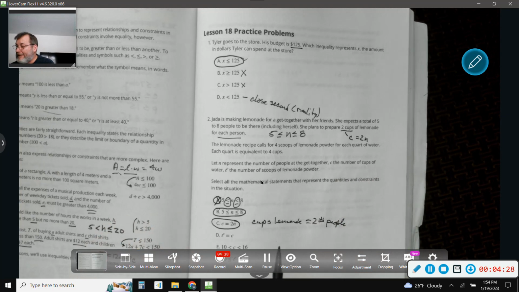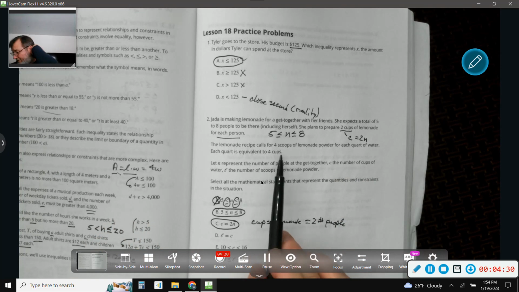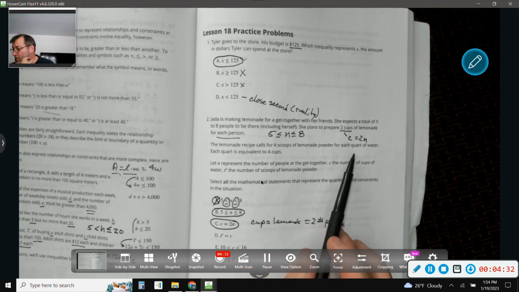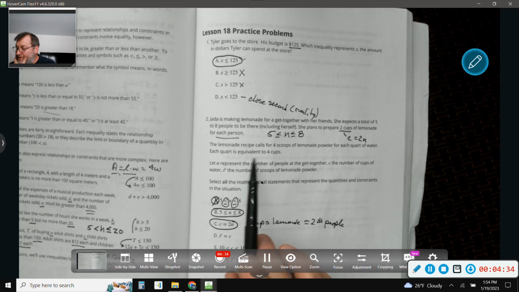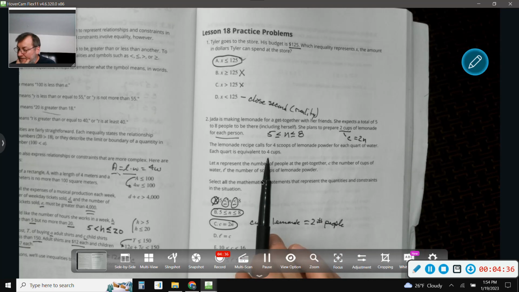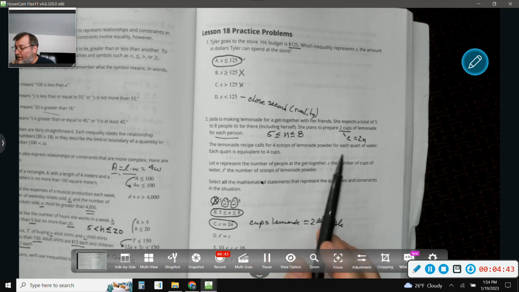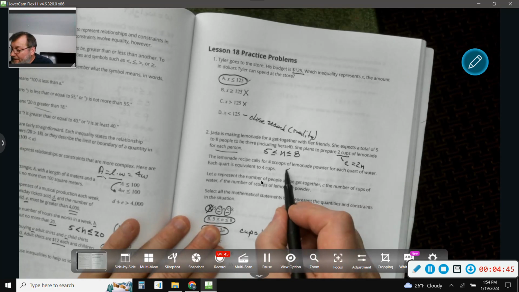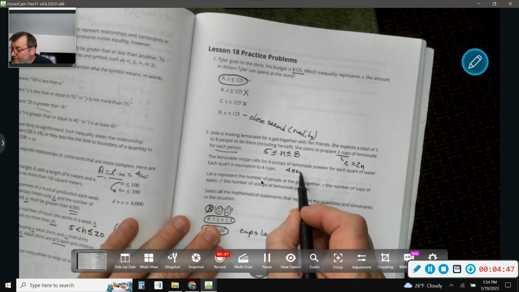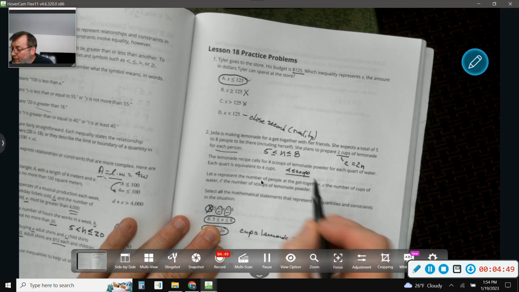The lemonade recipe calls for 4 scoops of lemonade powder for each quart of water. Each quart is equivalent to 4 cups. Yikes. Okay, so let's see what this is. 4 scoops of powder for each quart. So that's kind of like 4 scoops per quart.